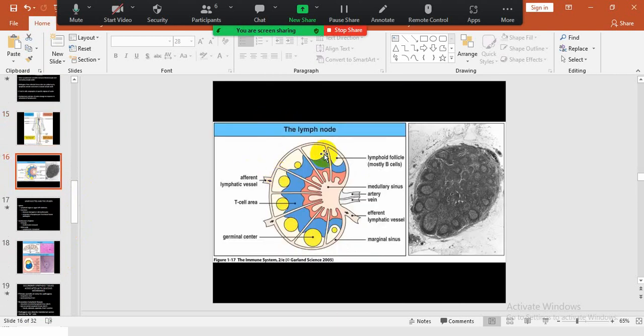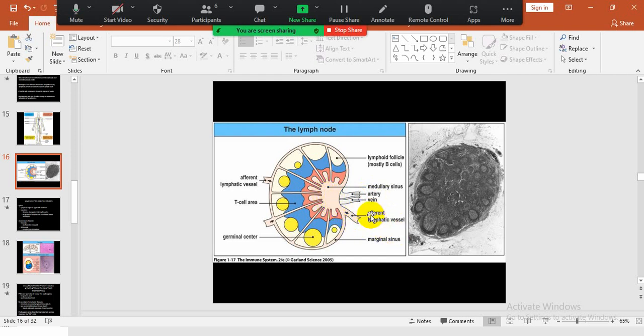So this is an architecture, anatomy of what? A lymph node. So the lymph node has what? Medullary sinus. It's a kidney-shaped structure. We have the artery, the vein, the efferent lymphatic vessel. This is where the lymphatic leaves the lymph node.